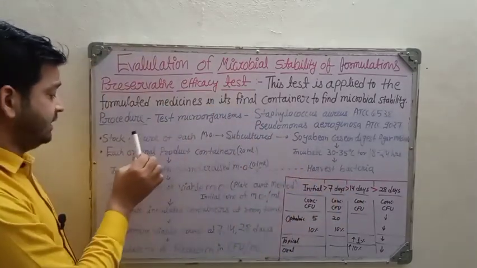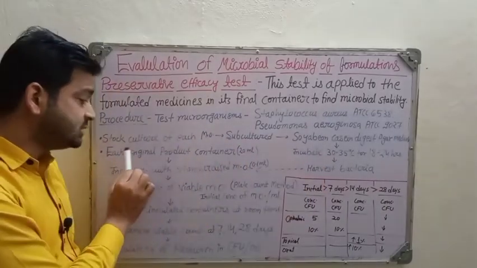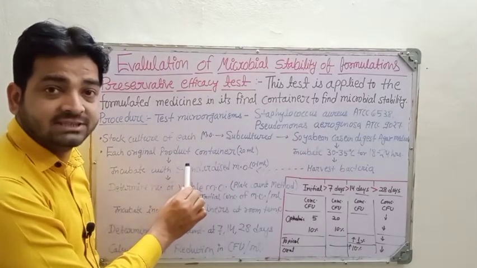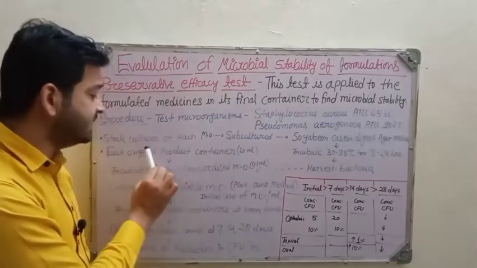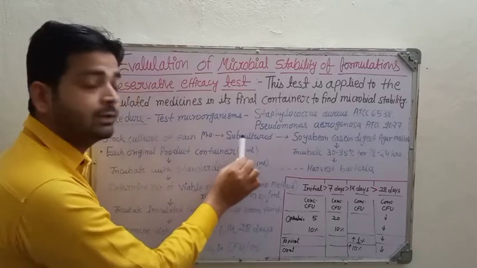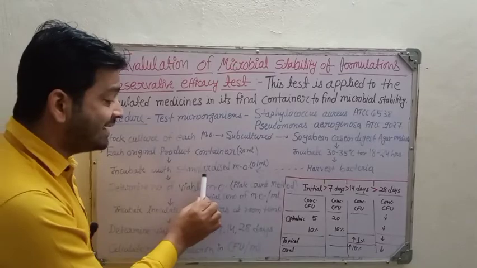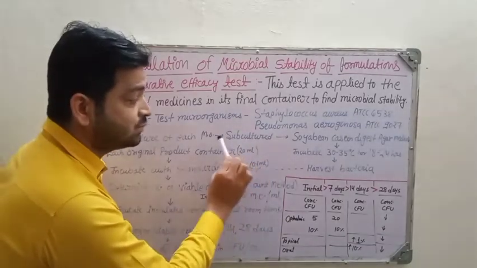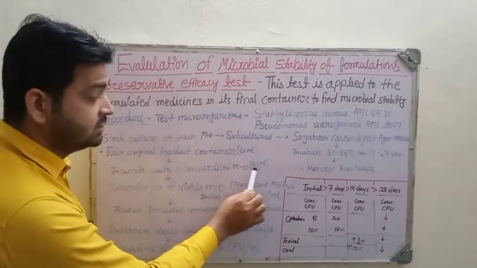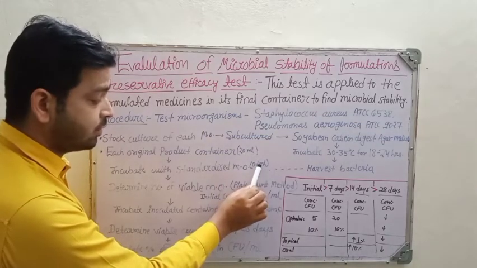So with this, the inoculation preparation has been done. Now for each original product, the pharmaceutical product which we want to test for its microbial stability, from each original product container we are going to take 20 ml of the formulation, okay? Then incubate with the standardized microorganism. This standardized microorganism we need to inoculate: we take 0.1 ml of the standardized microorganism into 20 ml of the formulation.